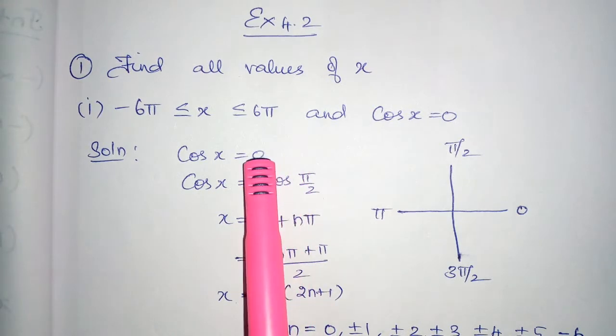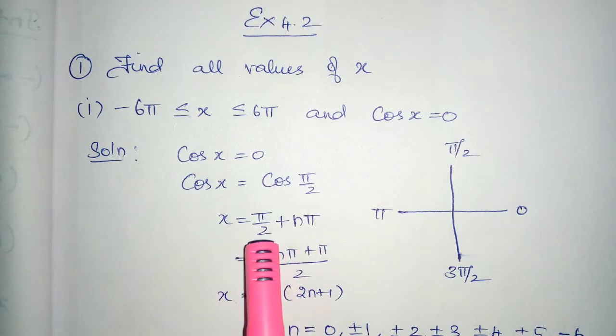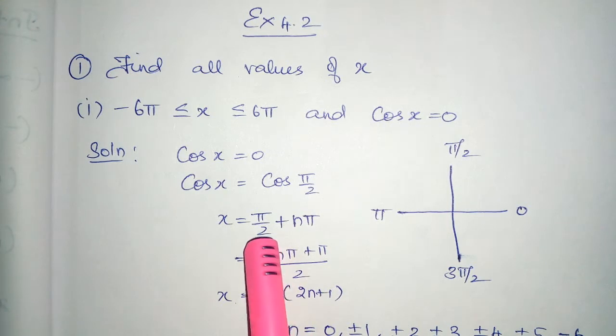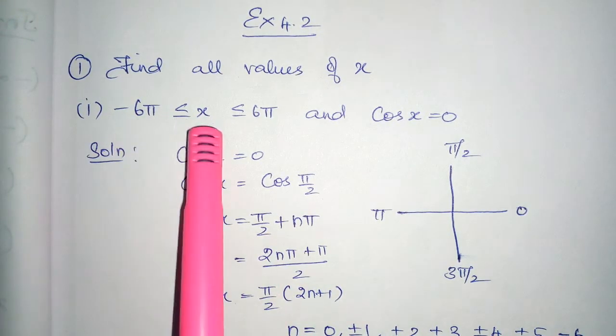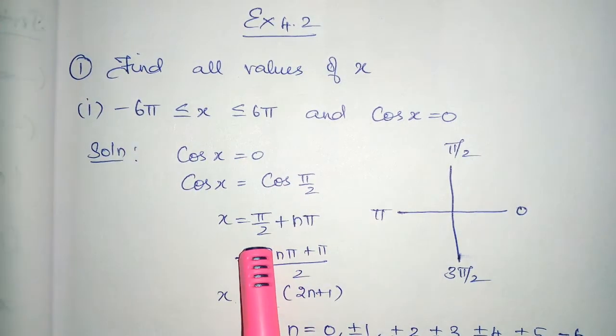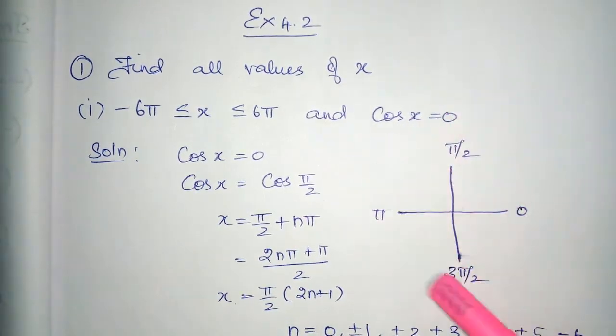So you will get 0 when the angle is π/2. So cos x is equal to cos π/2, so x is equal to π/2. Okay, so this is for the principal domain. Here it is given we have to find the x values from minus 6π to 6π, so I have to write the general solution. Now how to write the general solution? I am going to explain with this diagram.